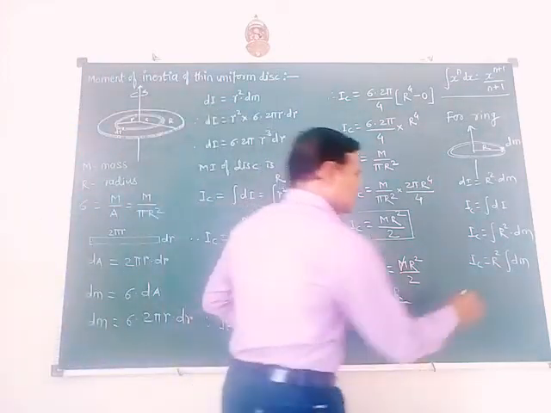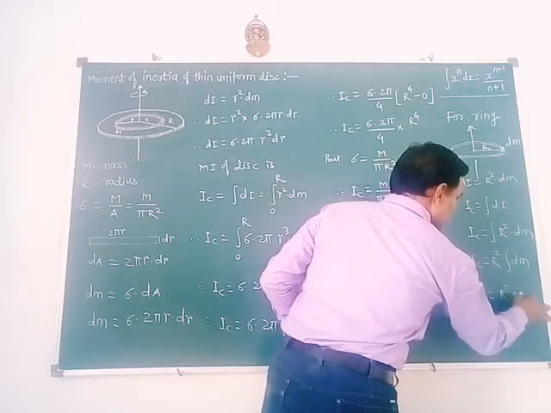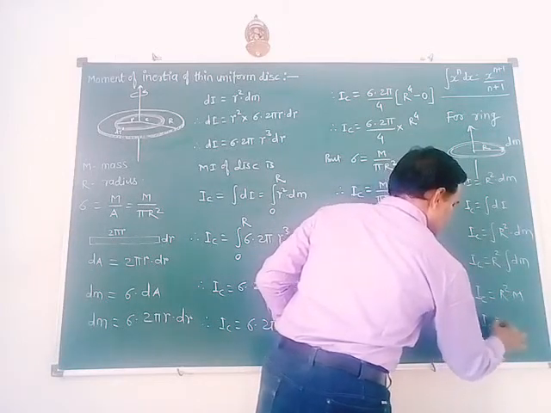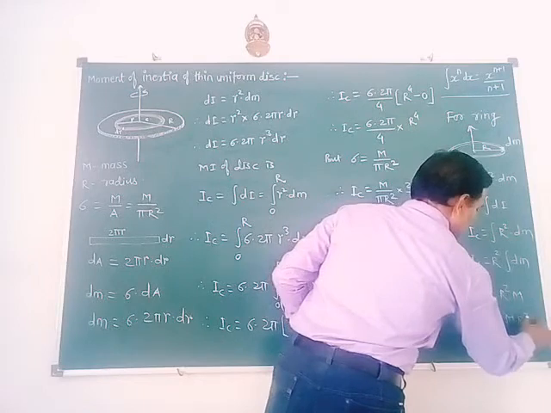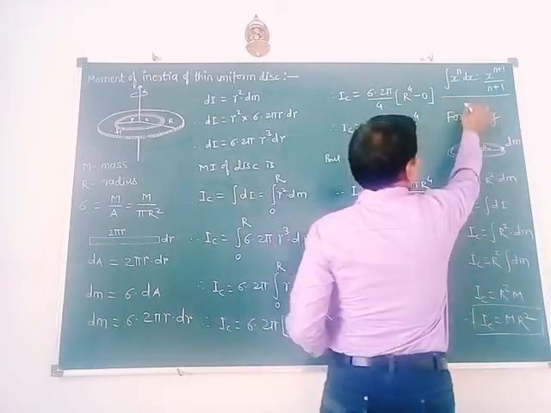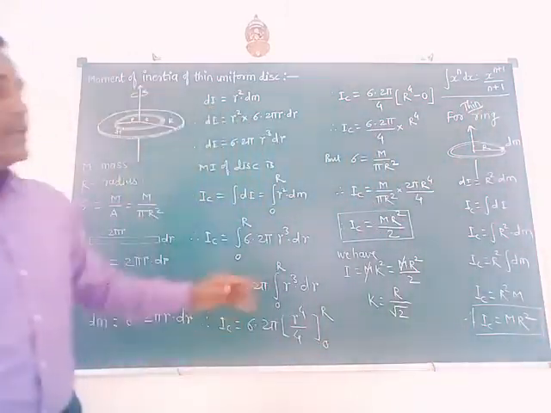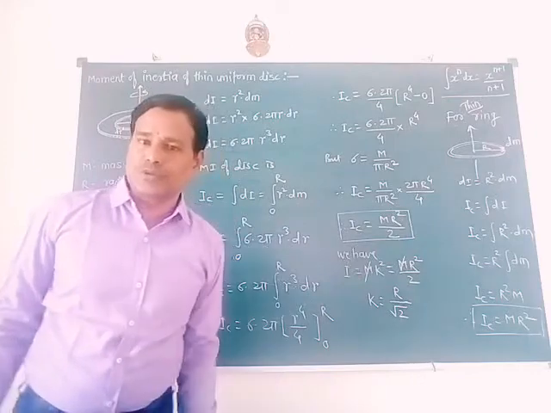Total mass. I_C can be written as capital R square into M, or I_C equal to capital M into capital R square. This is for the ring. For a thin uniform ring, the moment of inertia is this.